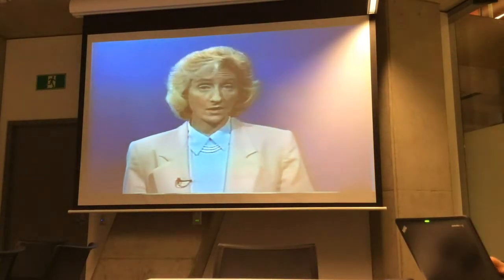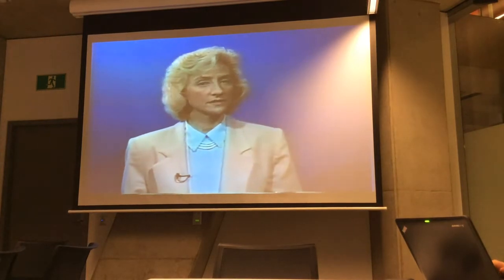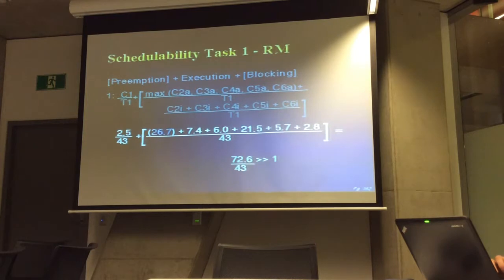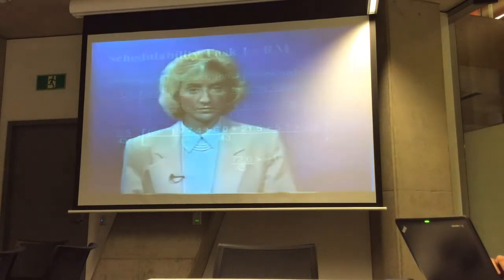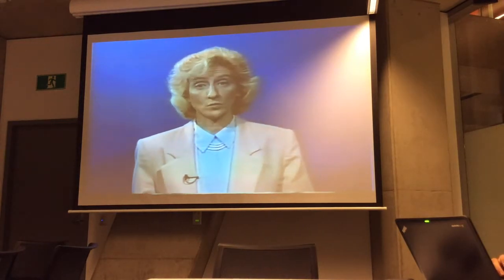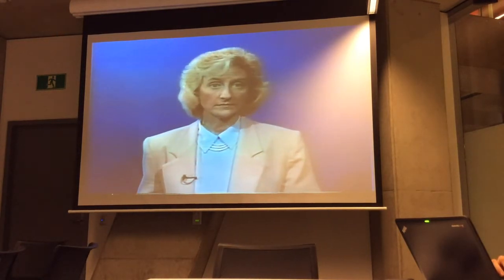What happens now when we plug in the numbers? 26.7 is the longest of all the application processing times. Now task 1's inequality goes from 106.1 over 43 to 72.6 over 43, a dramatic improvement. However, since 72.6 over 43 is greater than 1, it's still not schedulable.